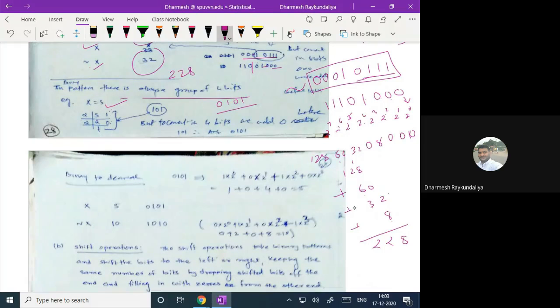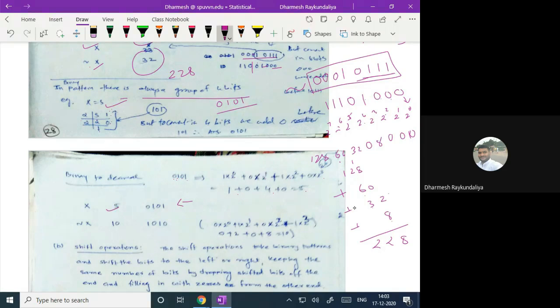And because of this 4, if you make the complement of this, it is what is written here. 1 into 2 raised to 0, 0 into 2 raised to 1, 1 into 2 raised to 2, and 0 into 2 raised to 3. What is the result? 1 plus 4, that is 5. So this is 5, so that is true.